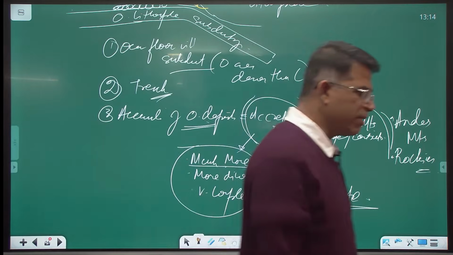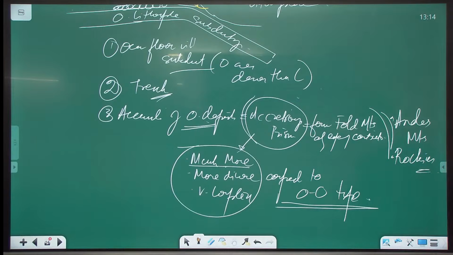They are more enormous in amount, more diverse in variety, and more complex in their origin compared to the ocean-ocean type. And these sediments form mountains, like I said, the Andes Mountains of South America, and the Rockies Mountains of North America.